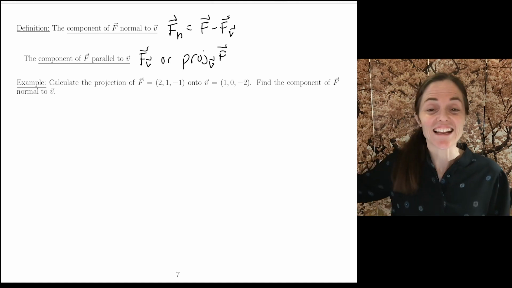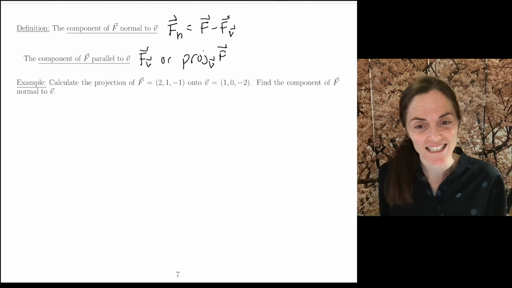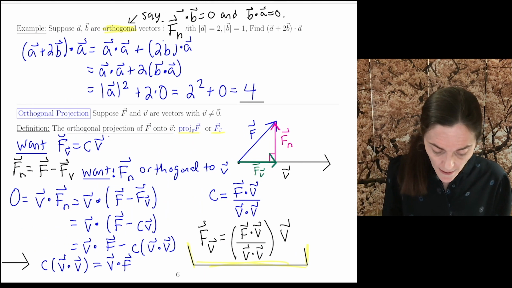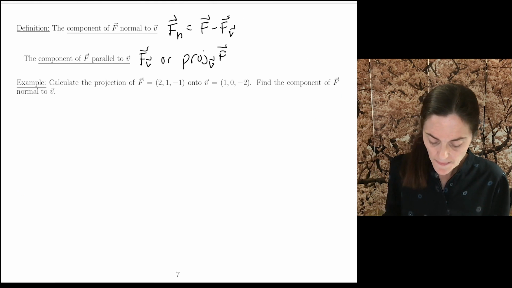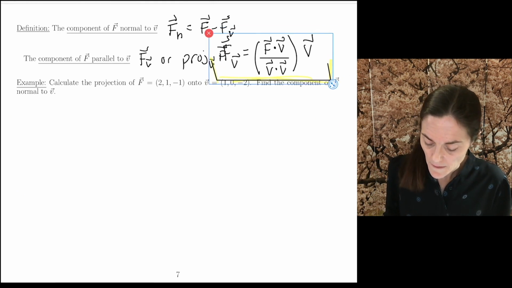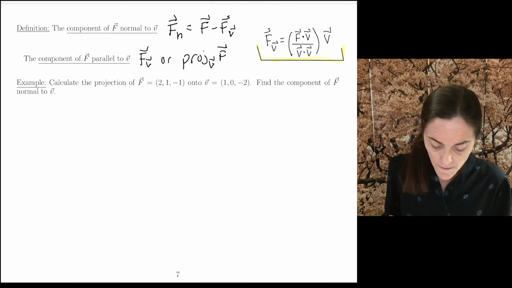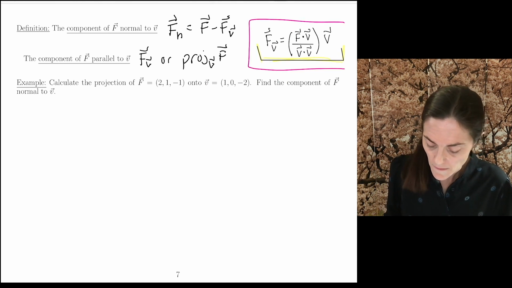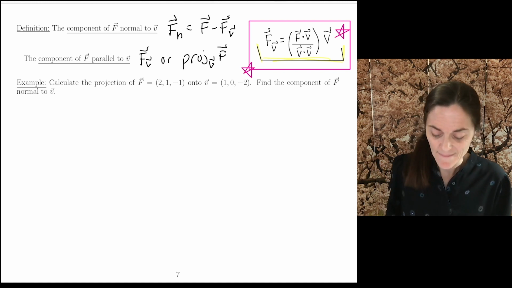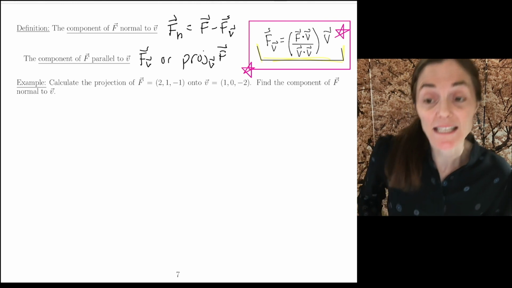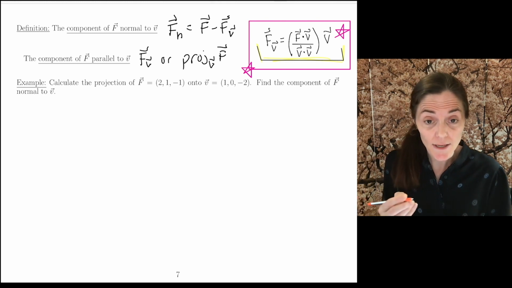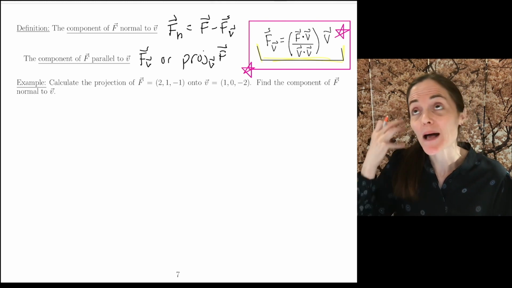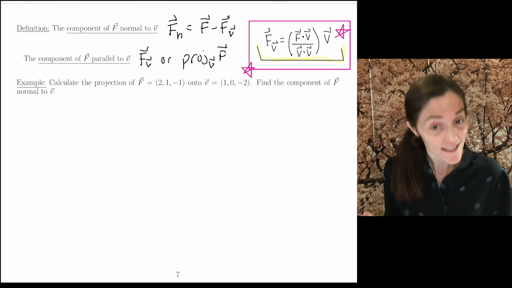Now, okay, great. Now we have a specific example. So let's do everything we just discussed. I can go back and copy this. This is the projection formula that we just derived because we knew what we wanted FV to be. So let's do it here. We have a very specific example. This will help illustrate how we compute orthogonal projection in general.